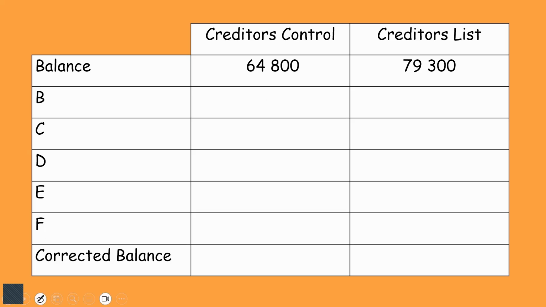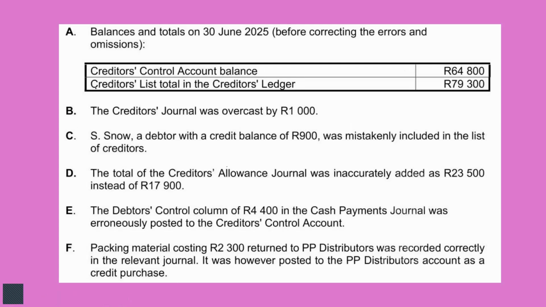So let's get stuck in without wasting any more time. Balances and totals on the 30th of June are given to us already, before correcting the errors and omissions. The creditors control account balance is 64,800. You saw that there already. And the creditors list total is 79,300. So that information was already entered on the answer booklet.